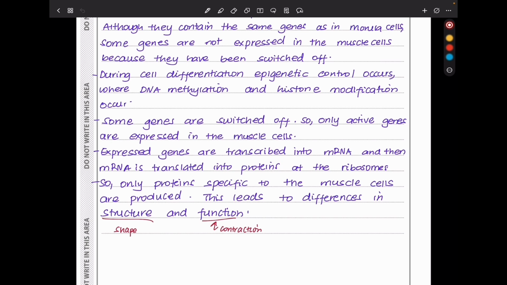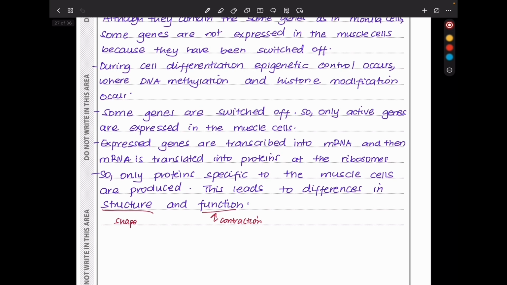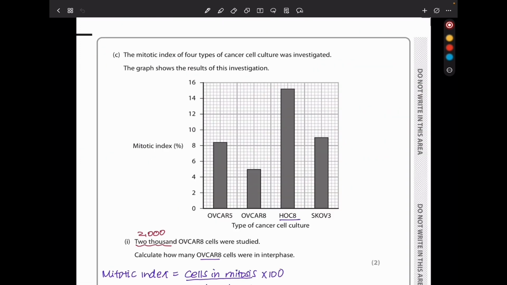These expressed genes are going to be transcribed into messenger RNA, and then the messenger RNA is going to be translated into proteins at the ribosomes. So only proteins specific to the muscle cells are produced. This leads to differences in structure as well as function.